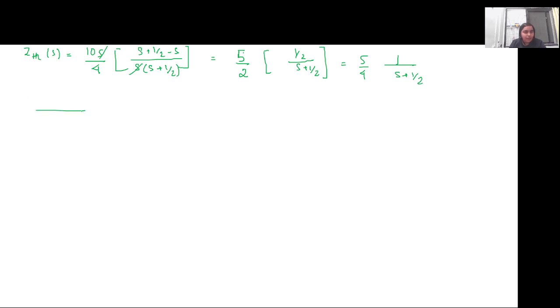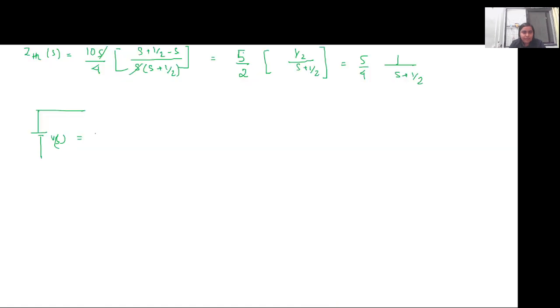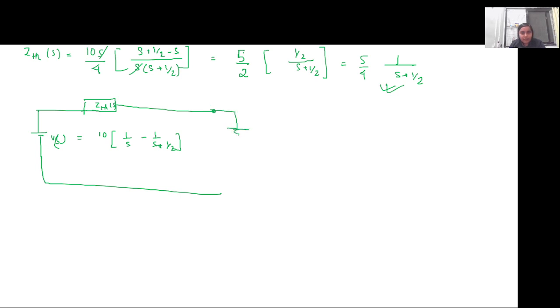So now you can redraw the circuit. So you have V of s, which is given by 10 by s, 10 into 1 by s minus 1 by s plus half. This is the voltage, and ZTH of s, which is given by this. Now in this terminal, another resistance, in this case of 2 ohm, is now connected.